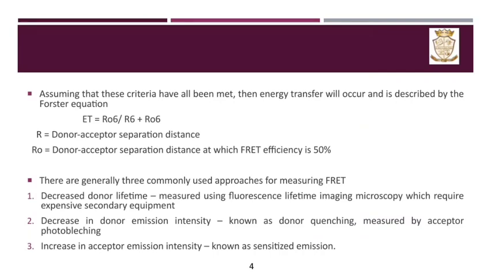Assuming that these criteria have all been met, then energy transfer will occur and is described by the Forster equation. And there are generally three commonly used approaches for measuring FRET: decreased donor lifetime, decrease in donor emission intensity, and increase in acceptor emission intensity.